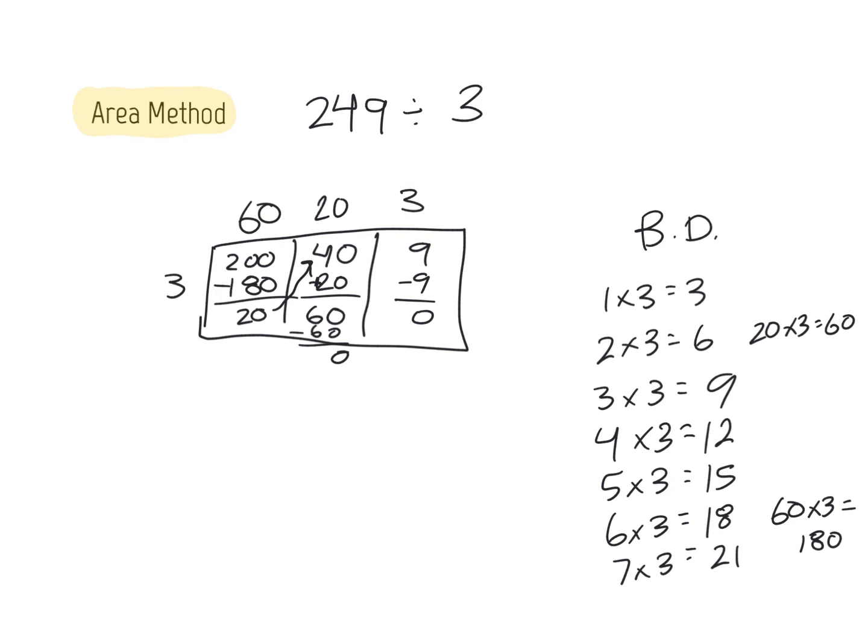Subtract to get 0. So my answer, if I add these together, is going to be 60 plus 20 plus 3, which is 83. And if I check that, 83 times 3, 3 times 3 is 9, 8 times 3 is 24. I have the same answer as what I started with. So, checked it. That is the correct answer. 83.